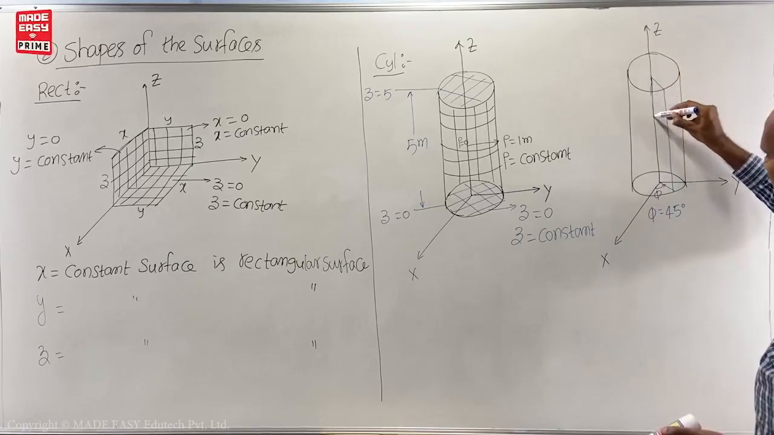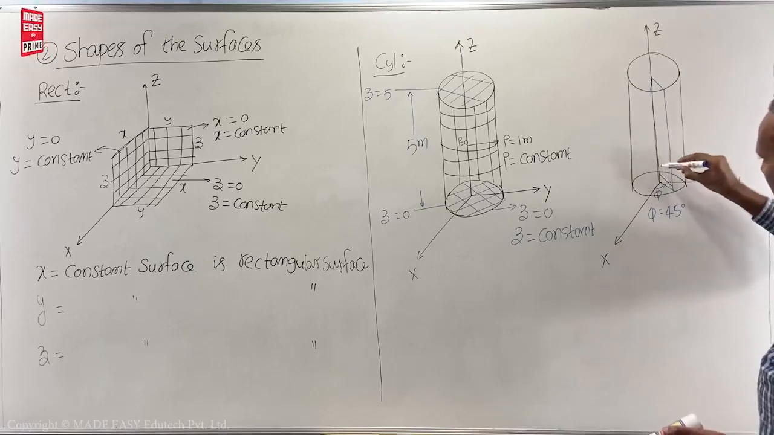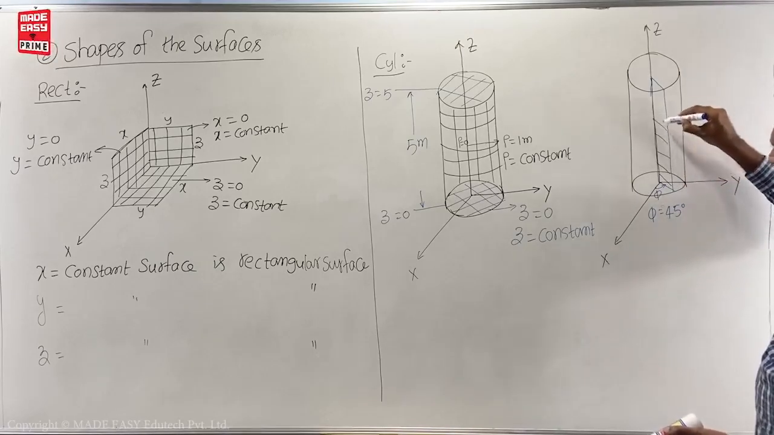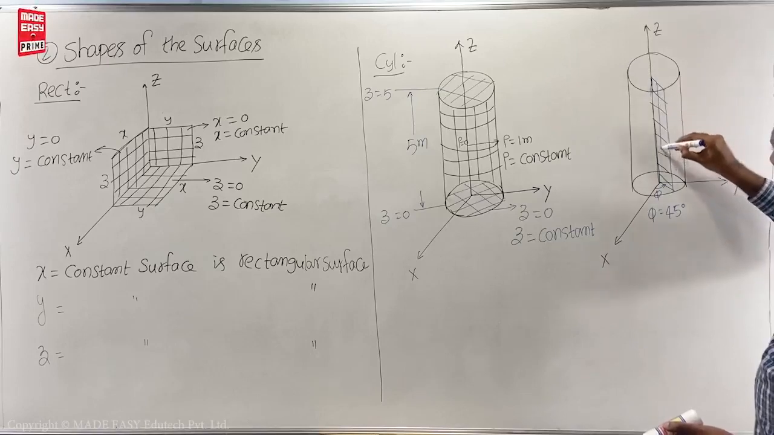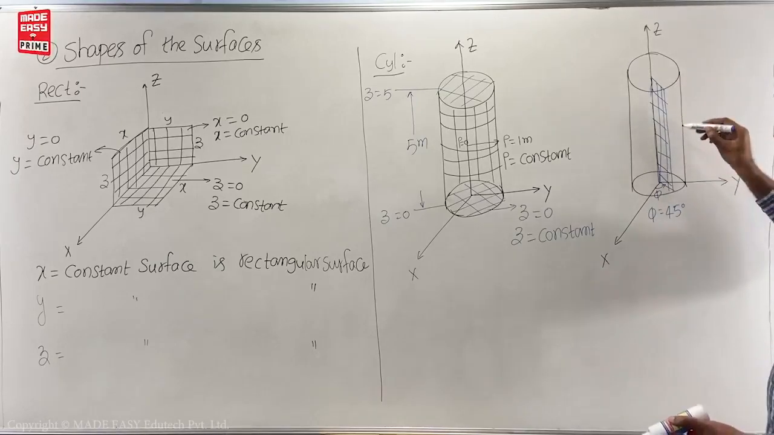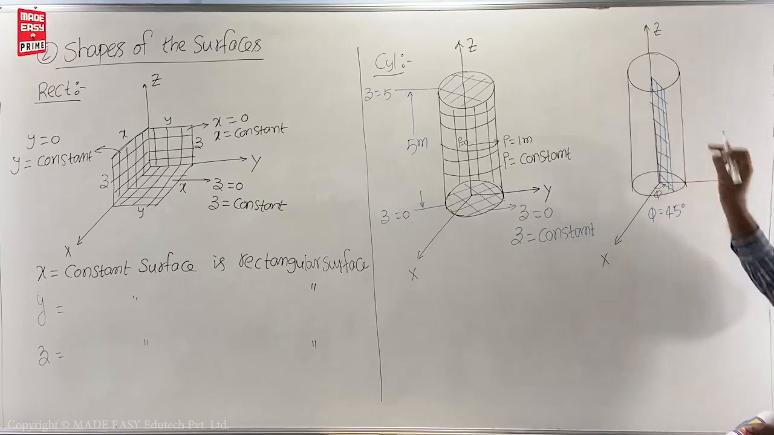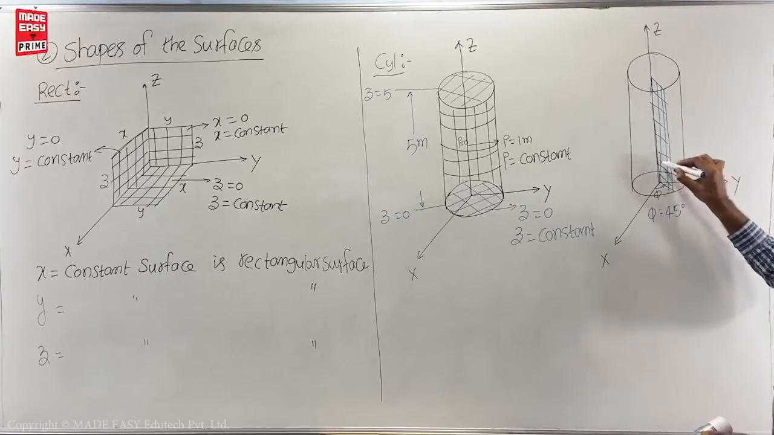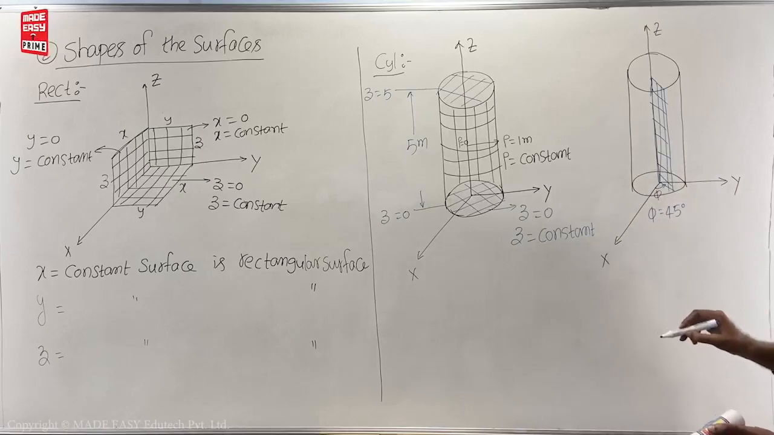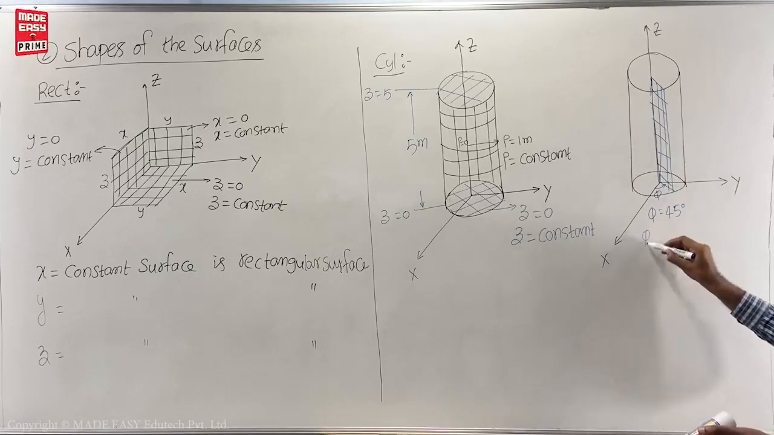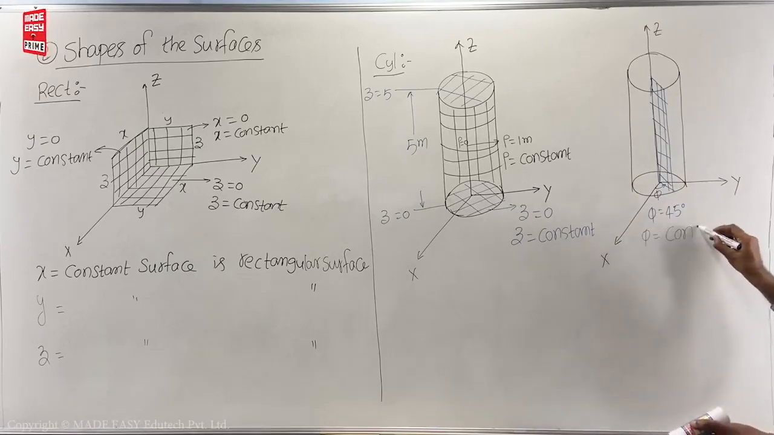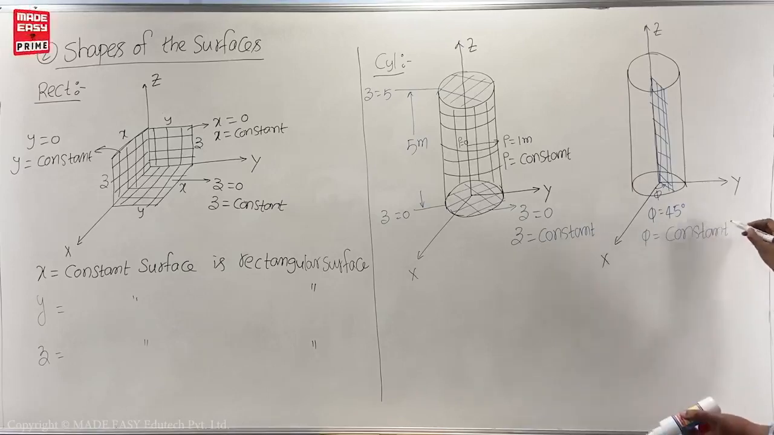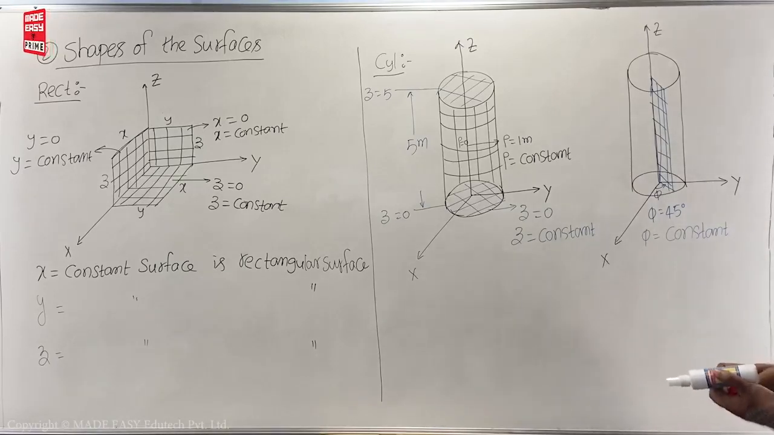Now this is actually for this surface, angle phi is always 45 degrees, because these lines all are making 45 degrees with the x-axis. So that is 45 is what actually constant. So here phi is equal to constant surface is a rectangular surface.